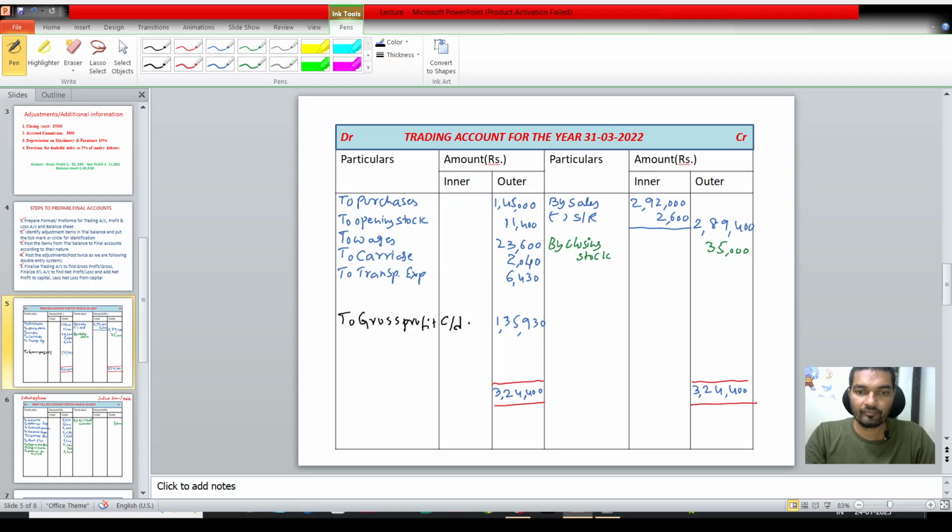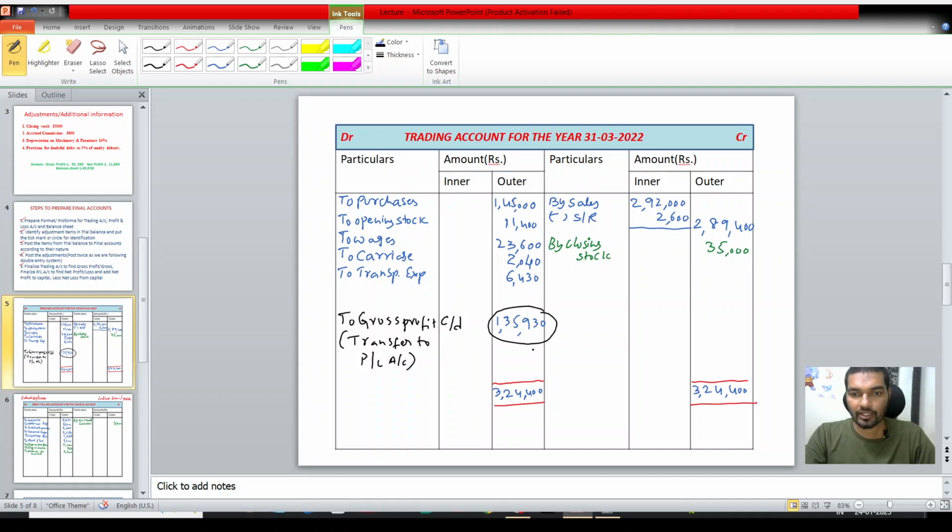So this amount we need to transfer to the P&L account. We got gross profit because the credit side balance is more than the debit side balance. Sometimes the debit side balance will be more than the credit side balance. In that case we get gross loss. Here the credit side balance is more than the debit side balance.